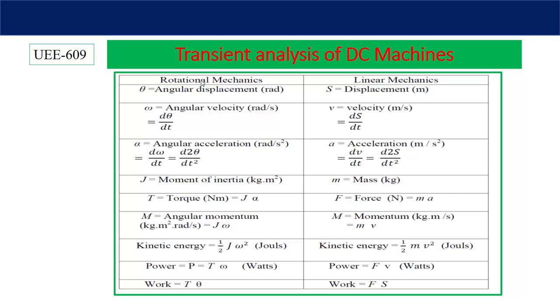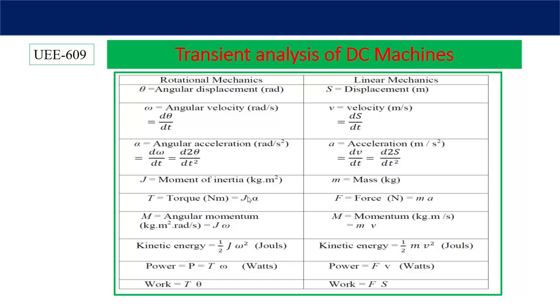It becomes important here to discuss a little bit about these rotational and linear parameters. In a rotational system, generally we say angular displacement; in a linear system, it is linear displacement. Then angular velocity is the rate of change of angular displacement; here it is the rate of change of linear displacement. Then acceleration is the rate of change of angular velocity, d omega by dt; here acceleration is dv by dt. Then polar moment of inertia J is equivalent to mass in the linear system.